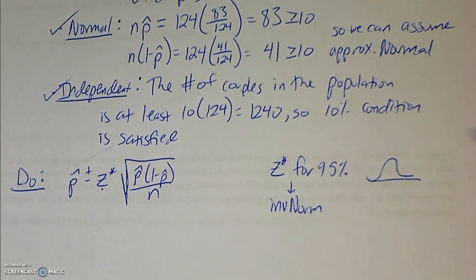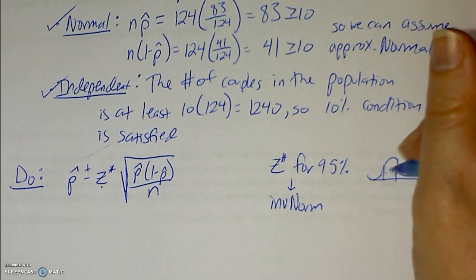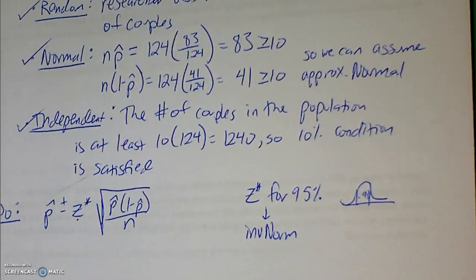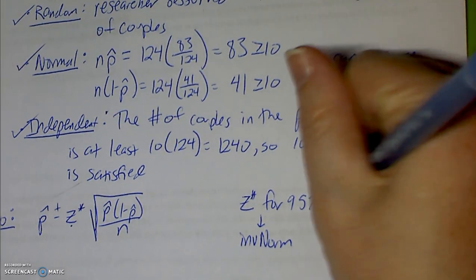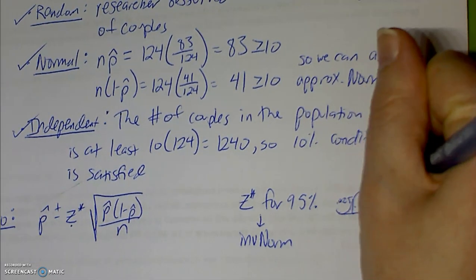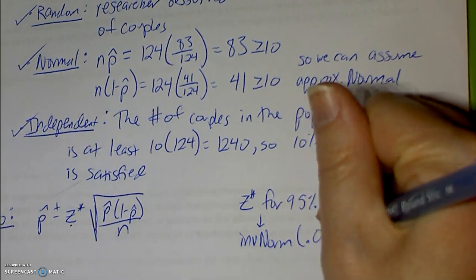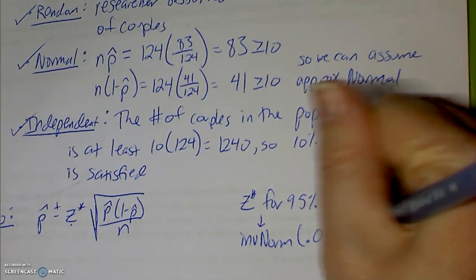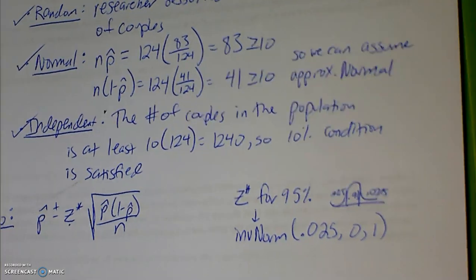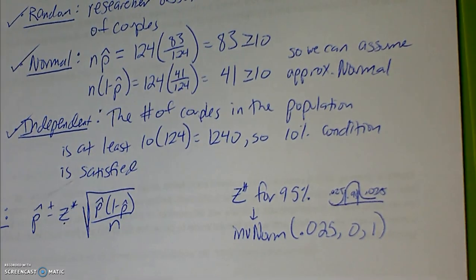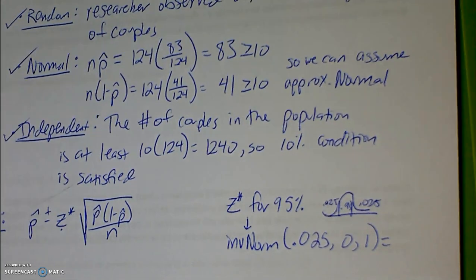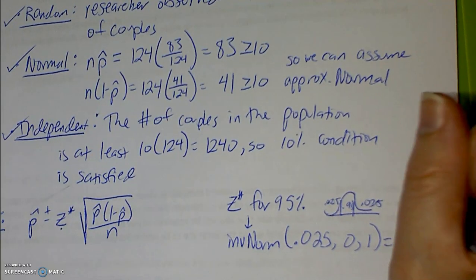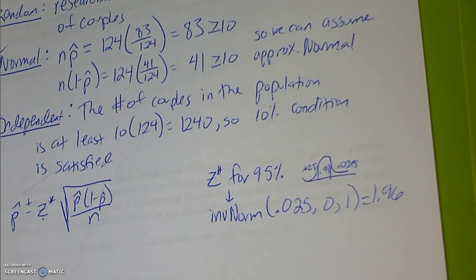So if you're like, how do I figure out that? Well, that's my little curve. If 95% is in between, that means, paper keeps slipping, that means that 5% is not in between. So half of 5% is 0.025. So in my calculator for my area, I have 0.025, mean of 0, standard deviation of 1. And we take the positive value of that, and that gives me 1.96, more or less. Okay?